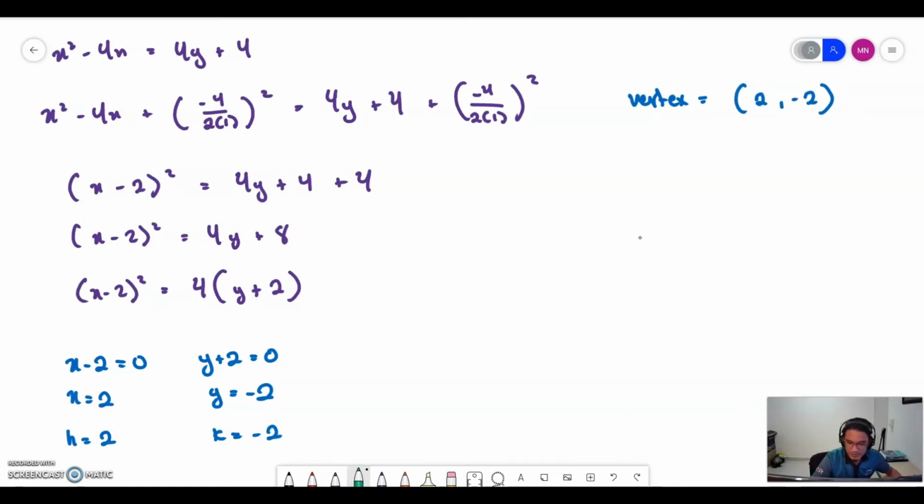Alright, next, after we have the vertex, what we need to find is the value of p. The value of p is related to the number outside the bracket of y, which is 4. Then we have 4p equal to 4, so p equals 4 over 4, p equals 1. Since we have the value of p and the point of the vertex, we can identify the focus and the equation of the directrix.